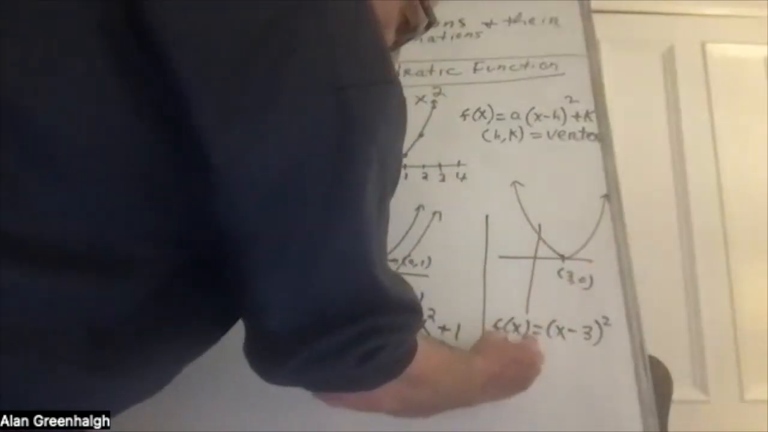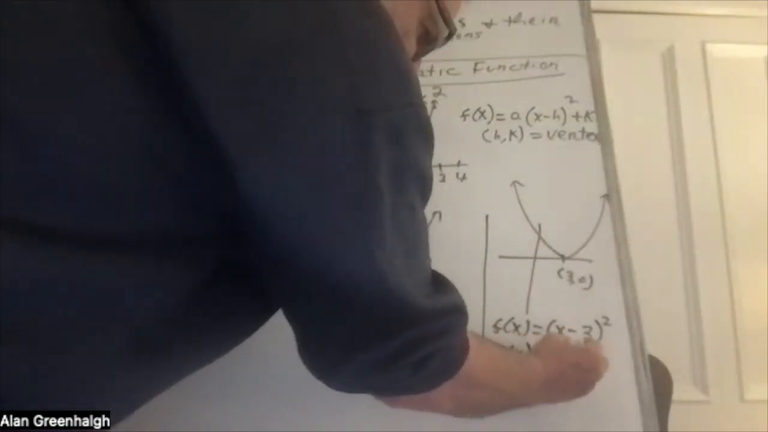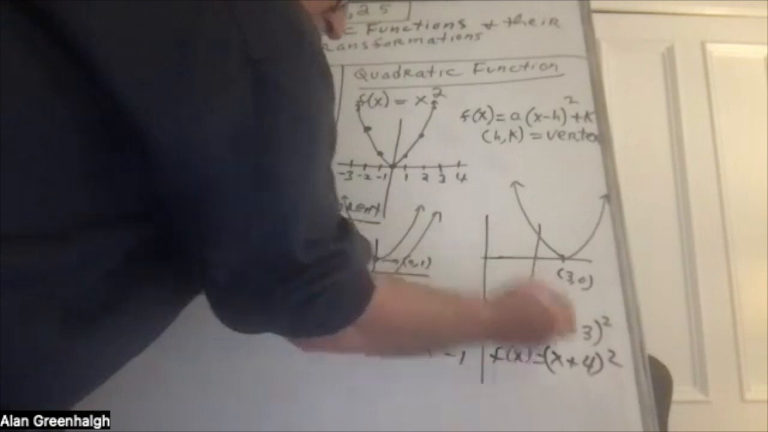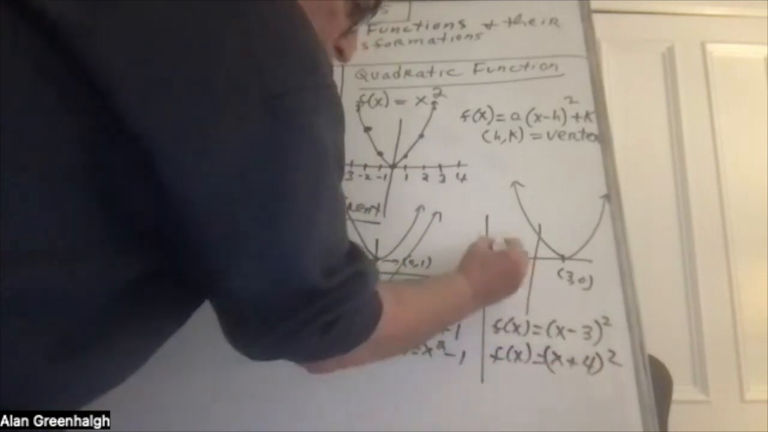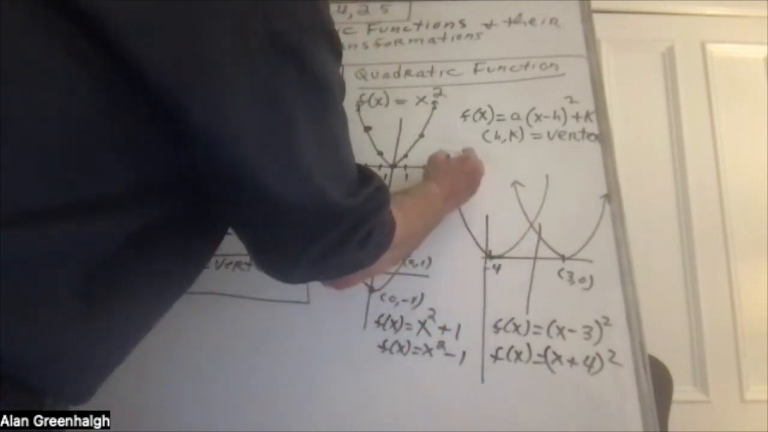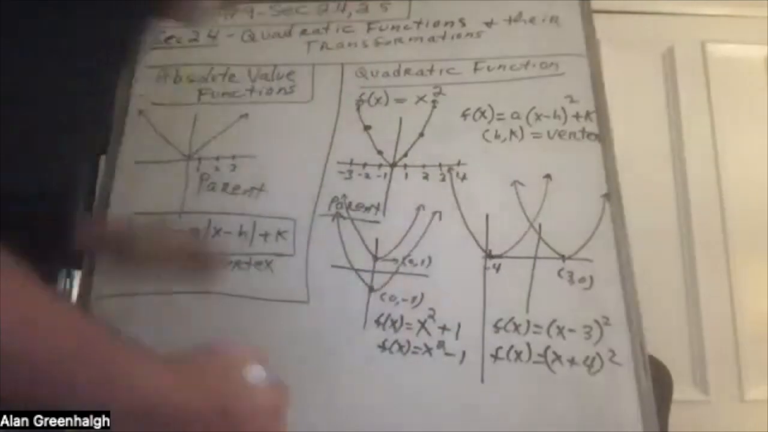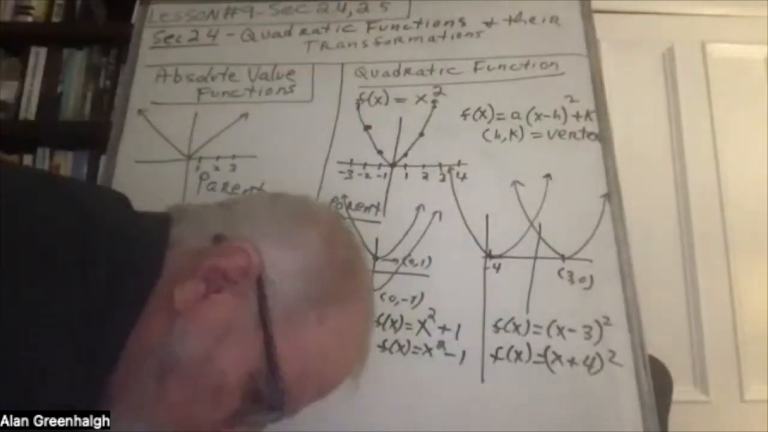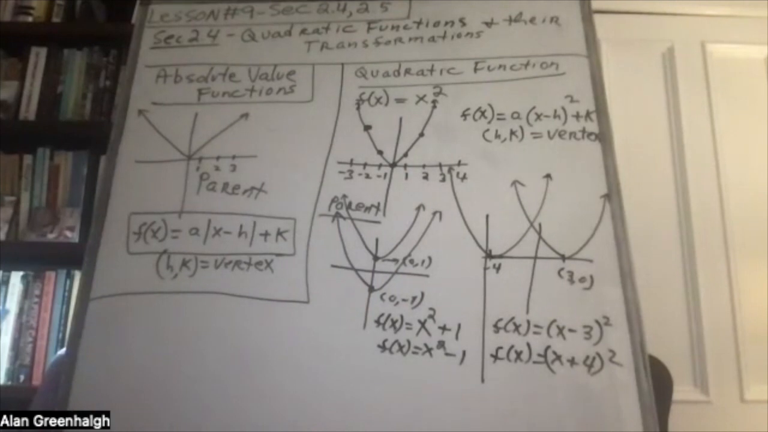And when it's f of x equals x plus 4, let's say, squared, then we take the opposite of +4, which is -4, and that's what the graph will look like. So this is all very, very similar to what we just looked at when we were talking about linear functions and absolute value specifically. Let me get rid of this and bring up this.